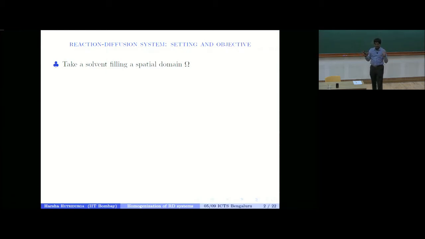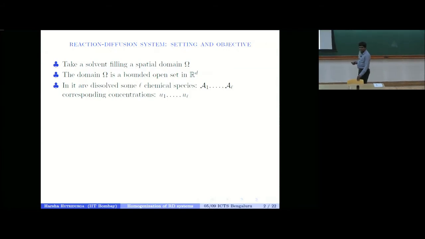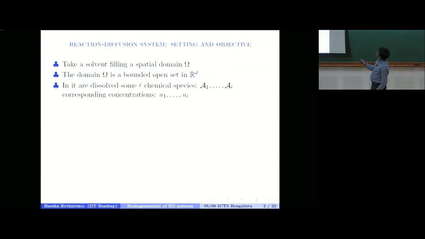So there is some open bounded domain omega, and it's filled with solvent. And in it, you have some number of chemical species, okay? So take L of them. Each of those chemical species has its own concentration, okay? U1 up to UL. So the UIs are just scalar valued functions.